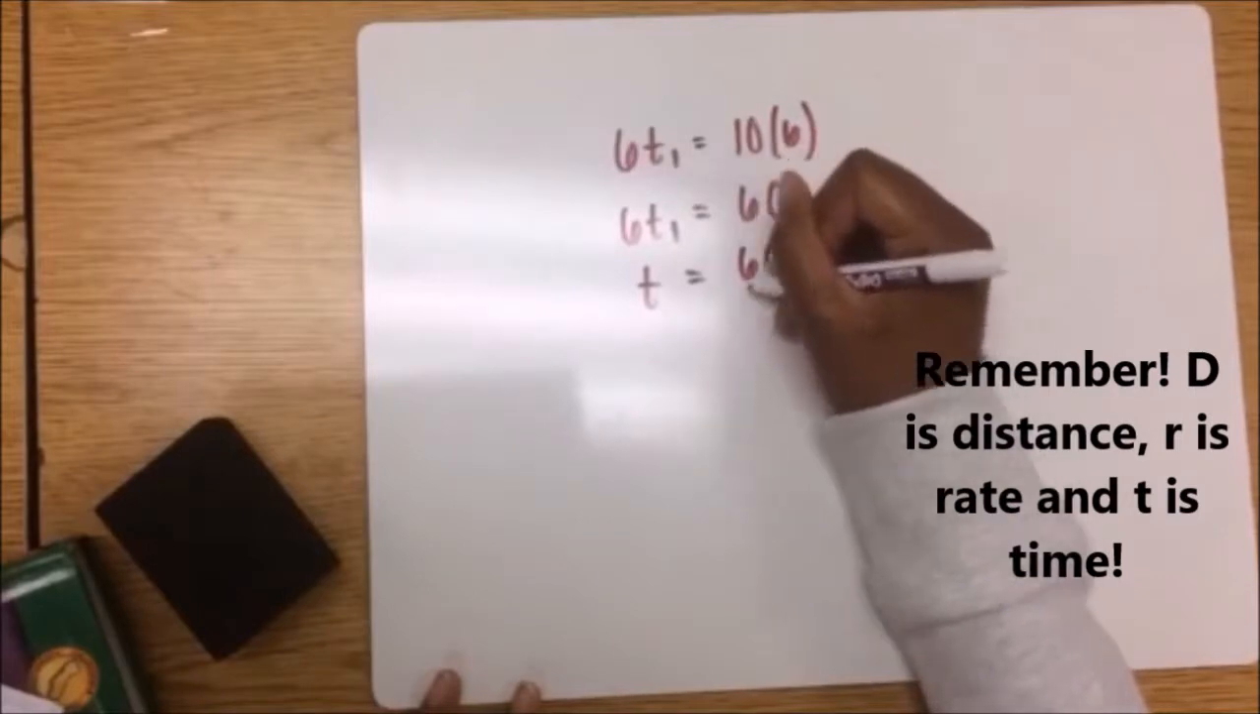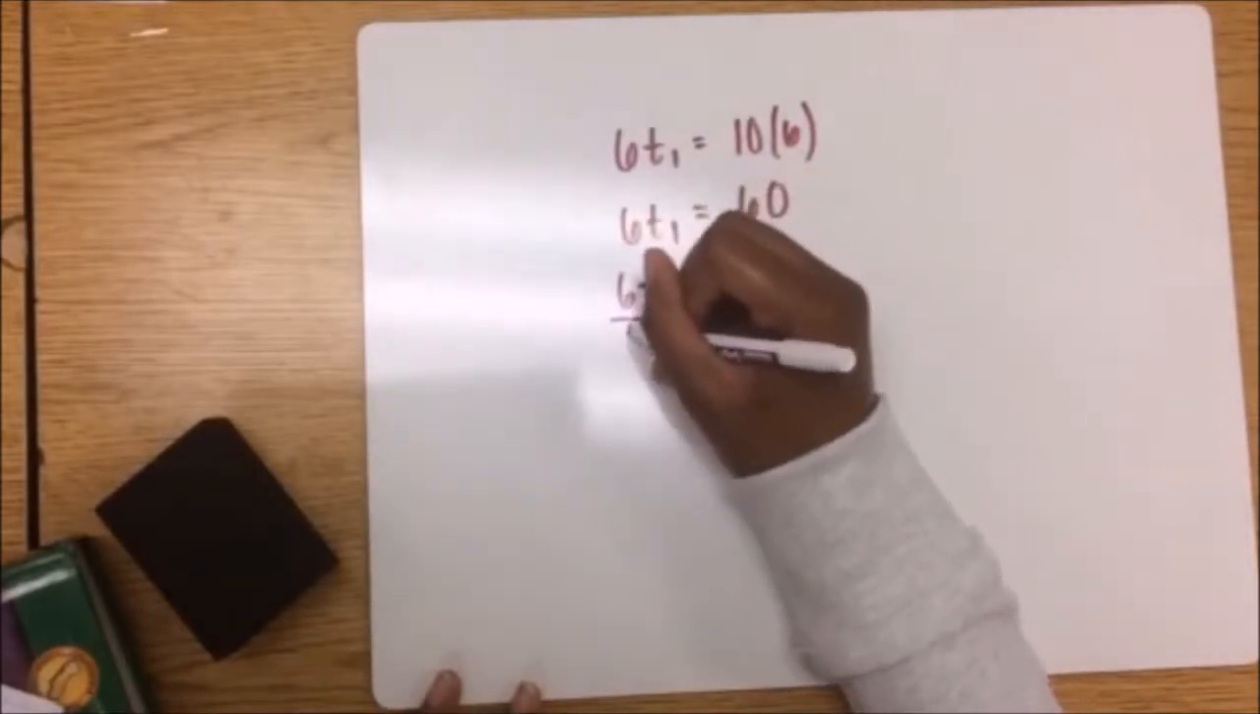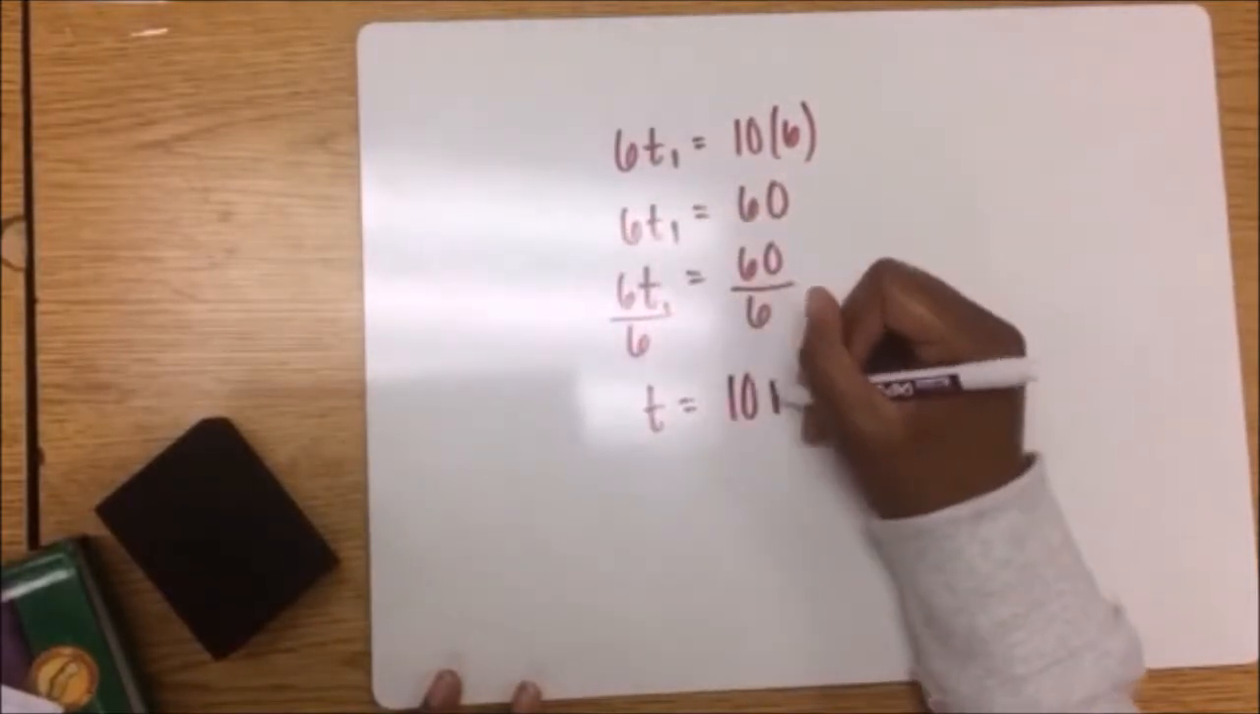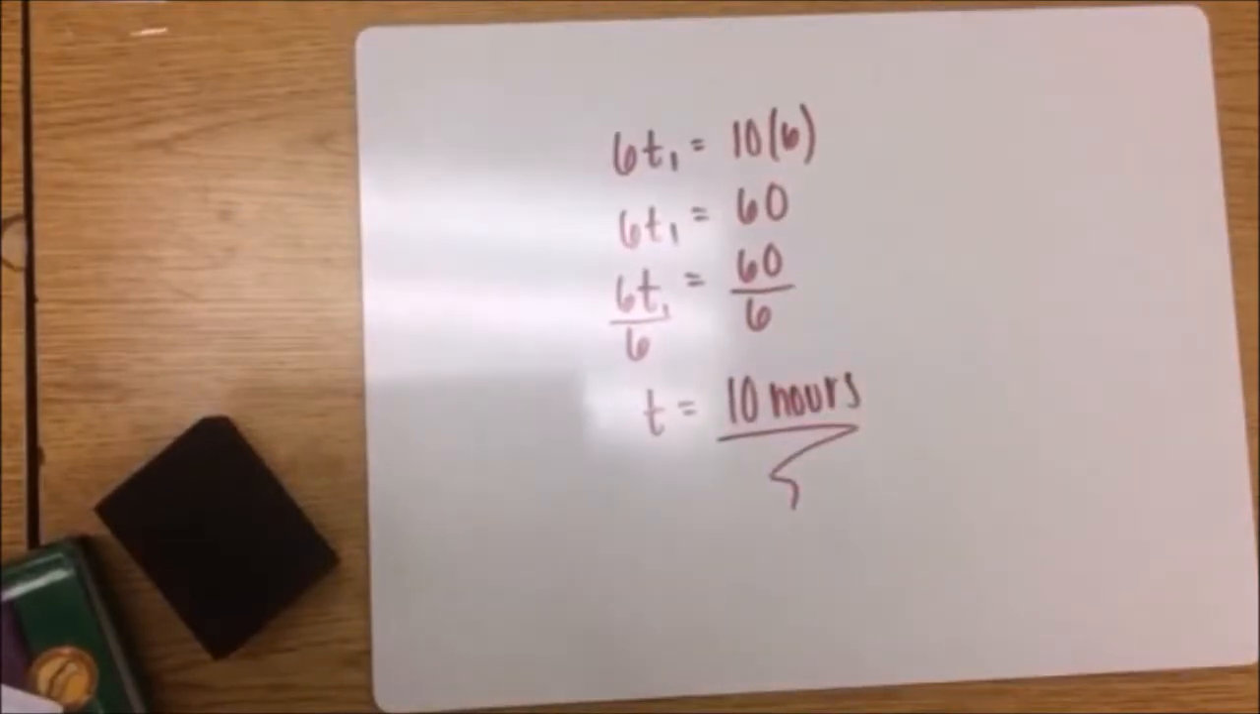Now multiply 10 and 6 to get 60. Your equation should say 6t equals 60. Divide both sides by 6 to get t equals 10. And 10 hours is your answer.